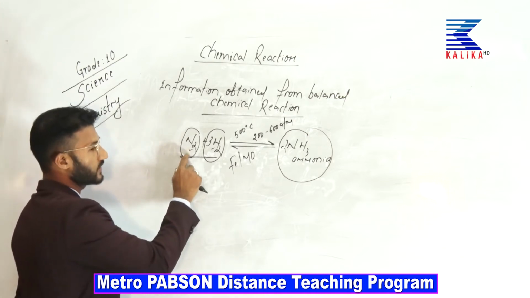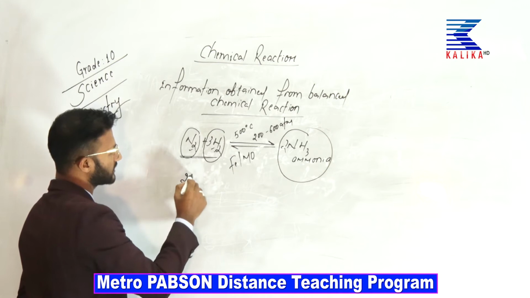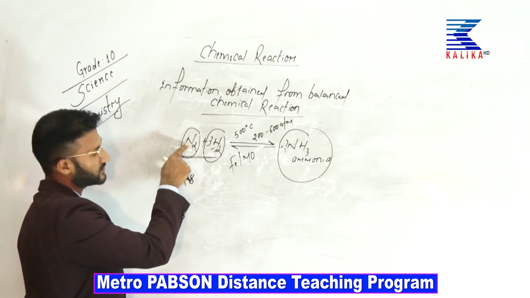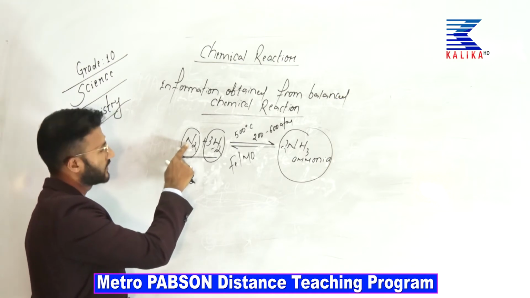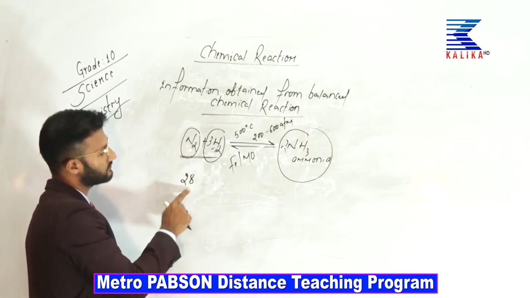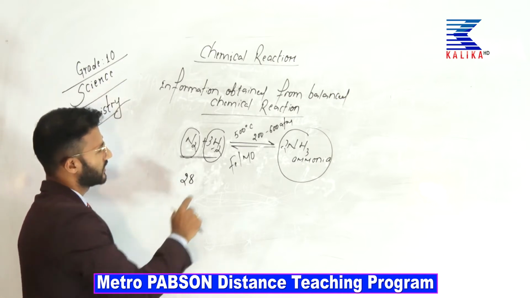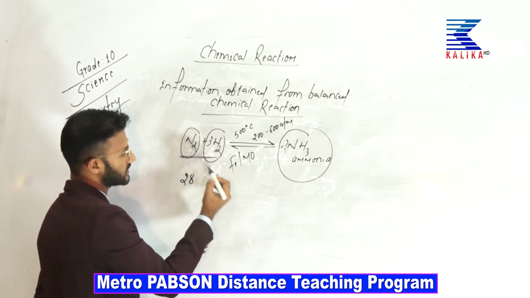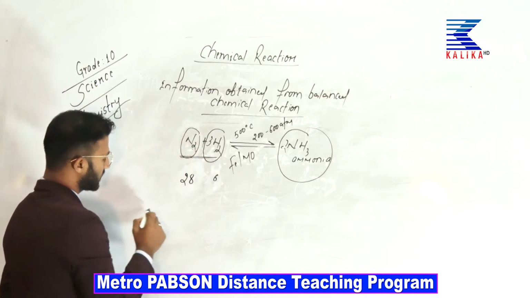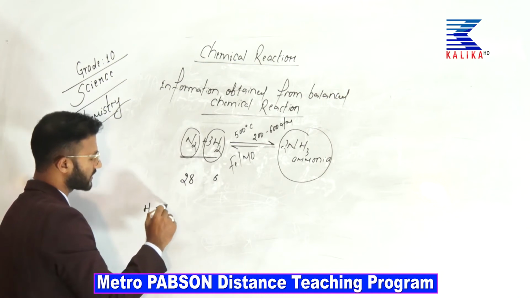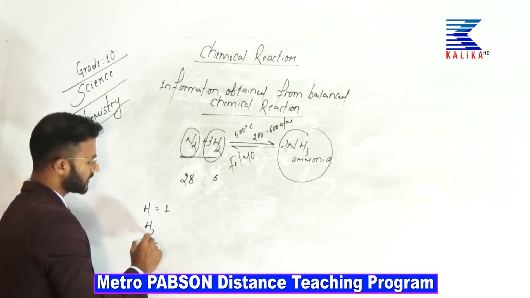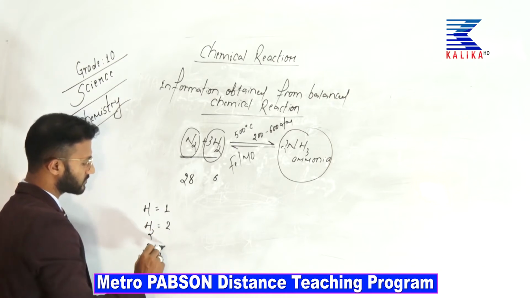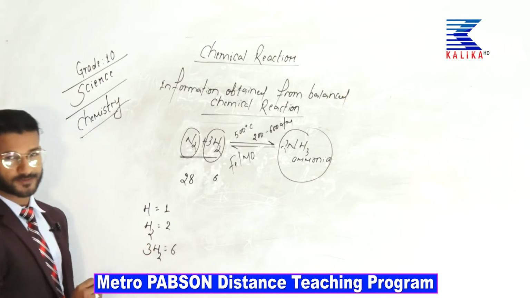Similarly, other information, look, we can get information about the ratio of molecular weight. The molecular weight of nitrogen molecule here is 28, because atomic weight of nitrogen is 14. Here 2 atoms of nitrogen, so together molecular weight is 28. Here molecular weight of 3 molecules of hydrogen together becomes 6. You must know that, because atomic weight of hydrogen is 1. Molecular weight of 1 hydrogen molecule is 2. Therefore, molecular weight of 3 hydrogen molecules is 6.